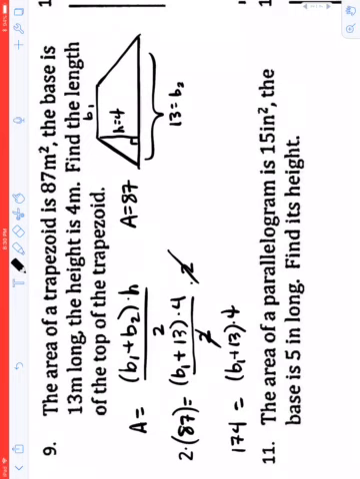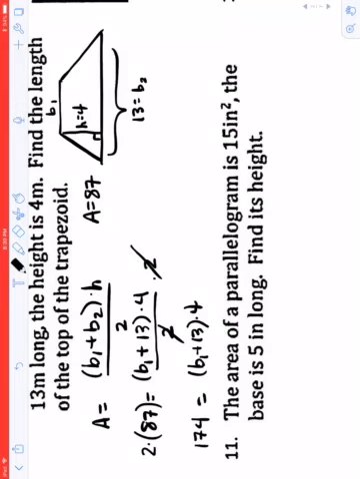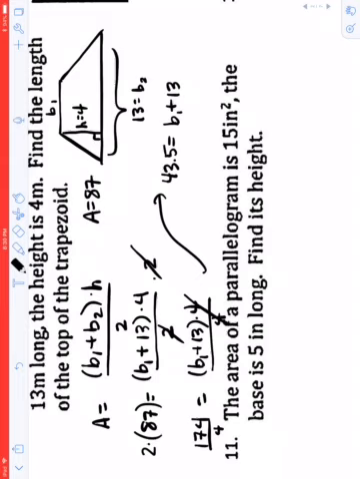From there, you could distribute the 4, but it's going to be even easier if you divide both sides by 4. So if I do that, 174 divided by 4 is going to be 43.5. Then I'm left with base 1 plus 13. And then I'm going to subtract 13 from both sides. And then that's going to give me 30.5 for base 1. And that's it. That's a 30.5.